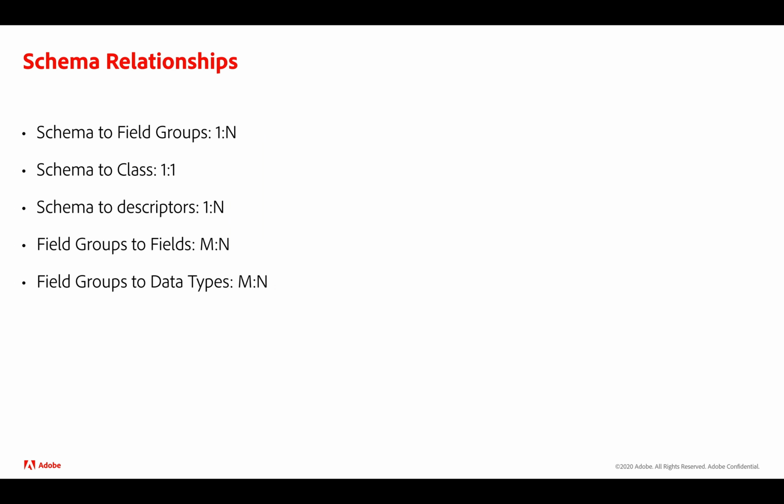So the schema relationships that are explained are: schema to field groups. There is one schema, and you can have multiple field groups, so 1 to n. Schema to class, you always have only one class associated to a schema. Schema to descriptor, you have one schema and you can have multiple descriptors. Field groups to fields, you can have multiple fields in the field groups. Field groups to data type, you can have multiple field groups and multiple data types. And I could have added data type to data type. You could have an end-to-end relationship in that case, but it's not a recommended practice.